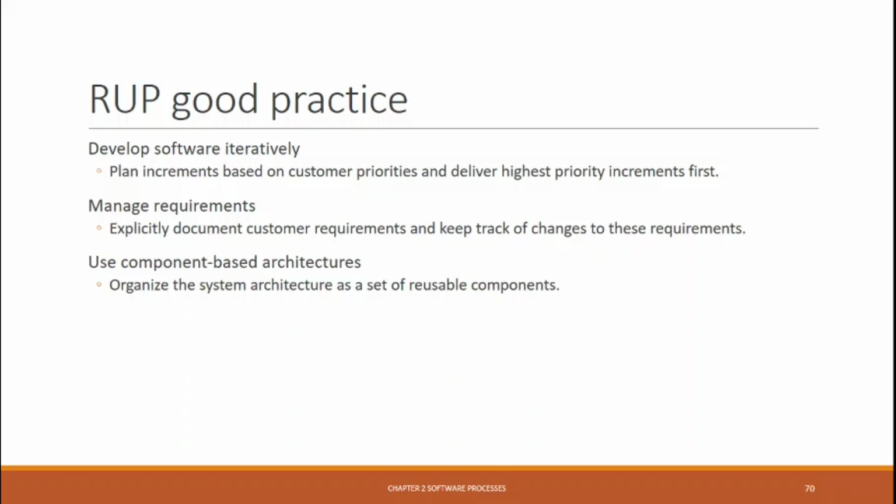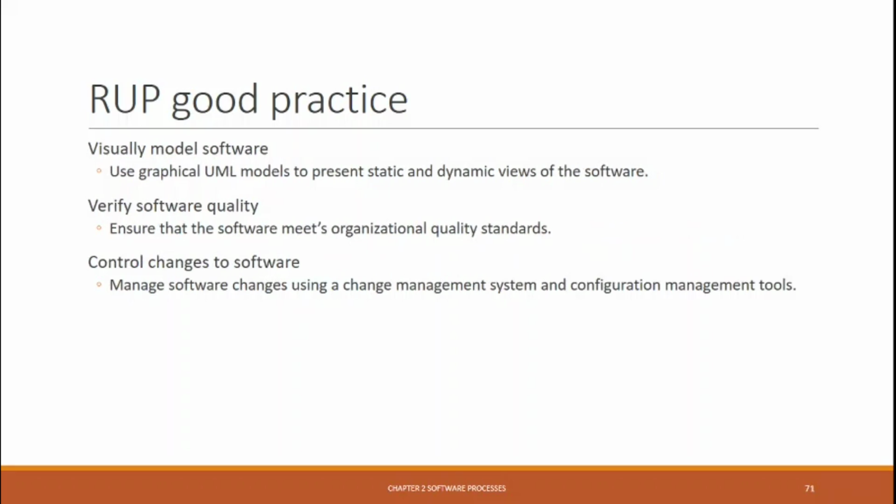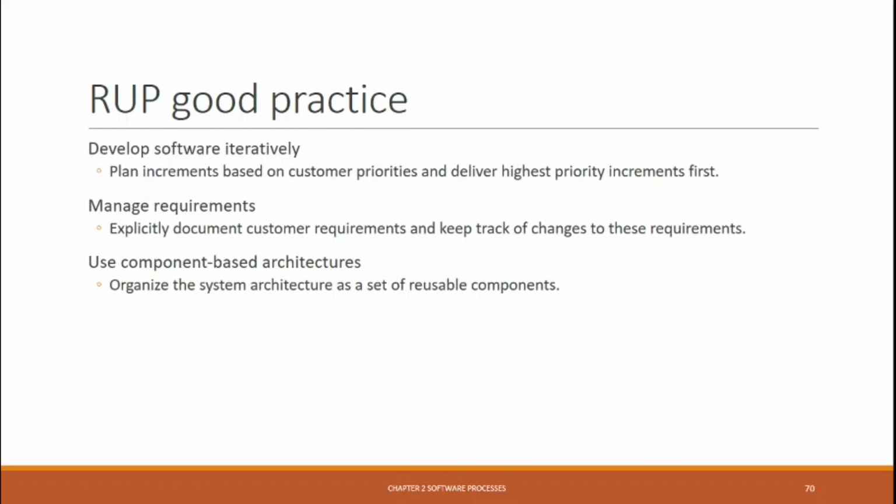Okay, they can ask the six fundamental best practices: develop software iteratively, manage requirements, use component-based architecture, visually model software, verify the software quality, and control changes to the software. So these are the six fundamental best practices in the RUP.